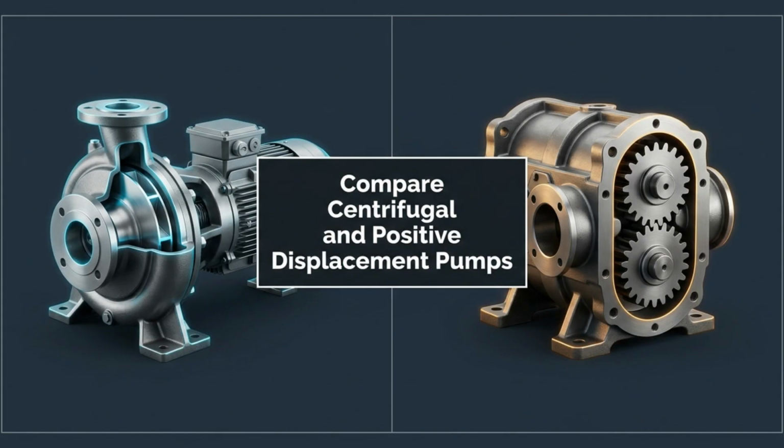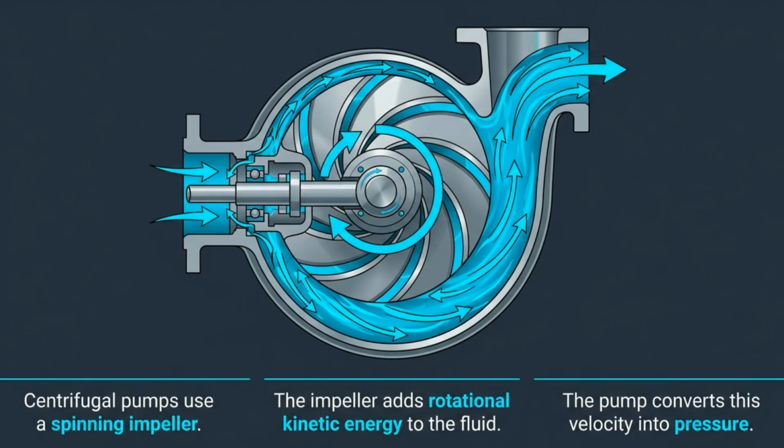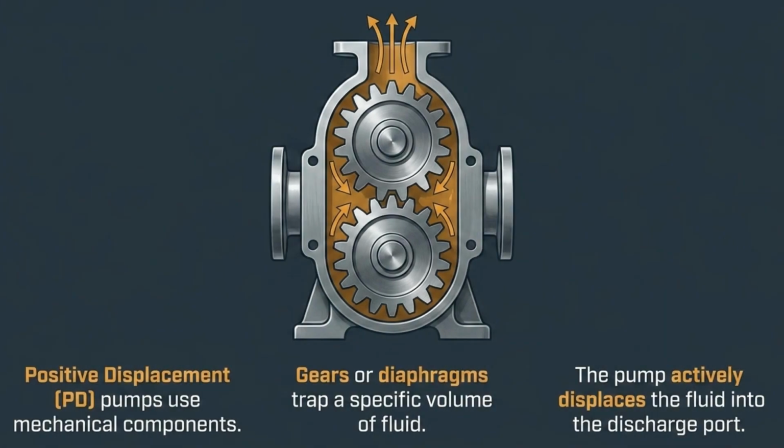In this video, we will compare centrifugal and positive displacement pumps to help you understand their unique operating principles and best applications. Centrifugal pumps operate by using a spinning impeller. This impeller adds rotational kinetic energy to the fluid, which the pump then converts into pressure to move the liquid. Positive displacement, or PD pumps, use mechanical components like gears or diaphragms to trap a specific volume of fluid and actively displace it into the discharge port.